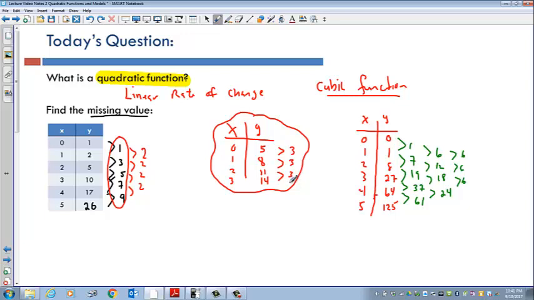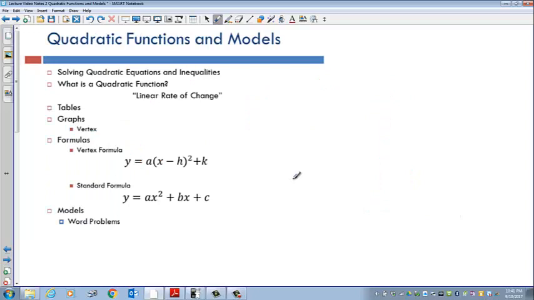Let's talk a little bit more about this stuff. So we answered this question. What is a quadratic function? Something that has linear rate of change. We talked a little bit about the tables. Let's talk a little bit about graphs.